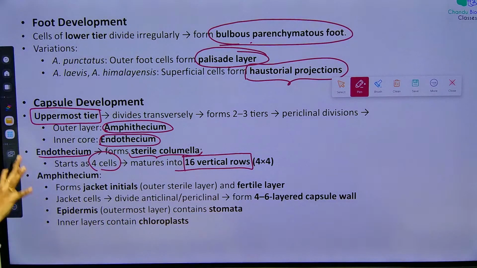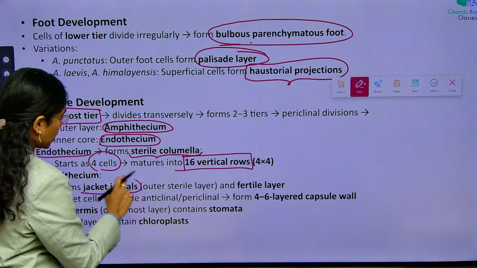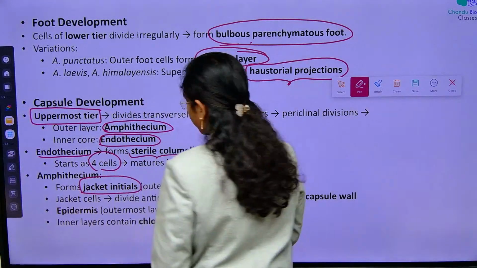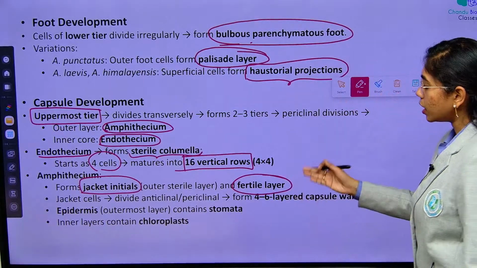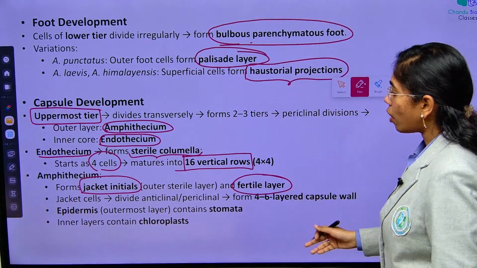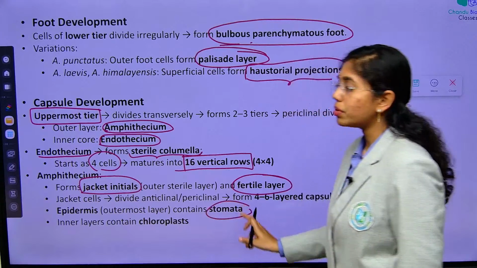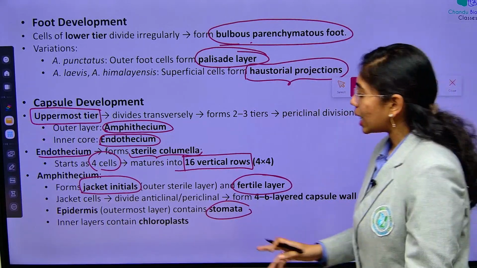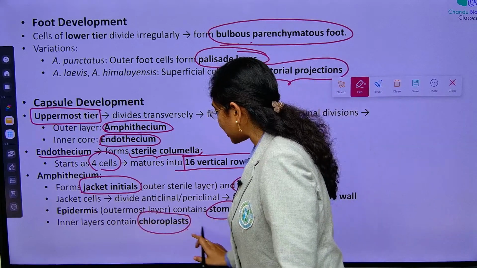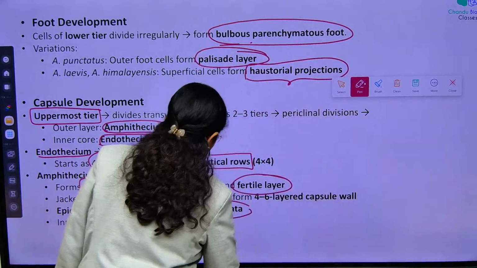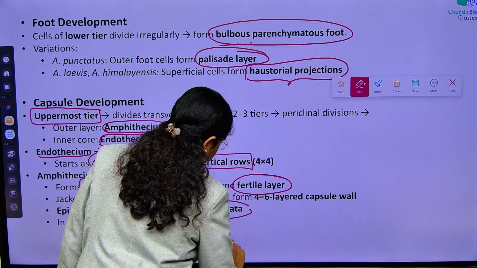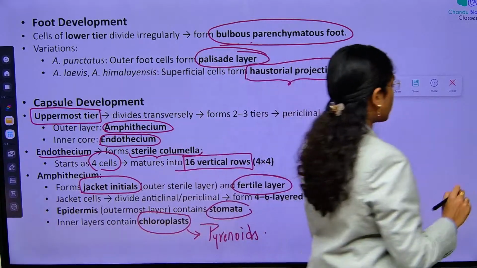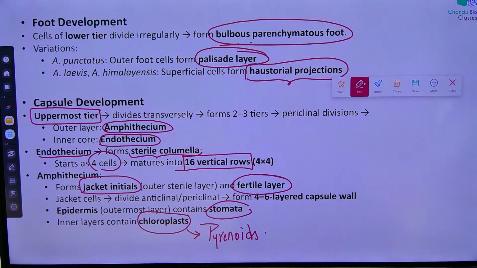Amphithecium will be the outermost jacket. This forms jacket initials and fertile layer. Jacket initial will further undergo division, forming out epidermis, and epidermis contains stomata in their mucilaginous cavities. Inner layers will contain chloroplast. Chloroplast contains storage bodies called pyrenoids. Clear? This is about the sporophytic development in Anthoceros.